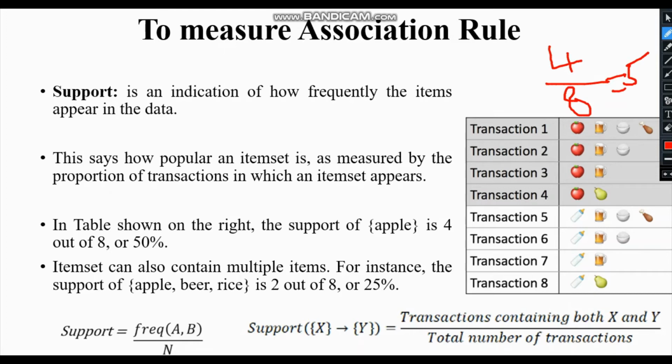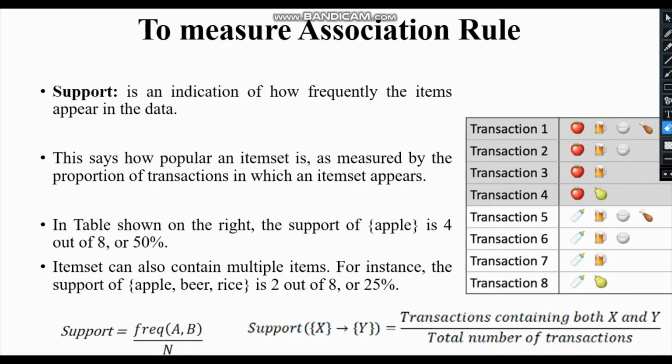Okay, that is your support for apple. Throughout this transaction it has 50% support. Not only with individual items, it can also be with individual item sets. For example, how many times are apple and beer purchased together? If we just check the total transactions, 1, 2, 3, this is purchased 3 times, and that is apple and beer. So we can write 3 divided by the total number of transactions, which is 8. So that is how we calculate support for multiple items as well.